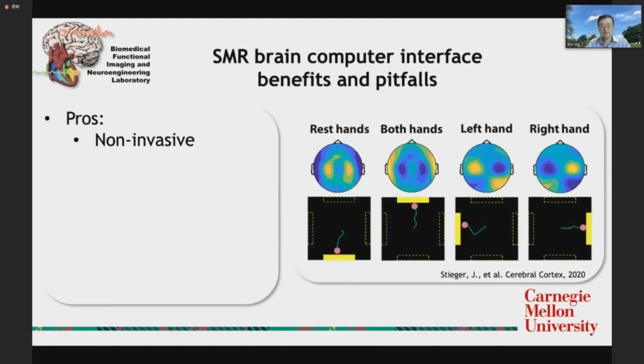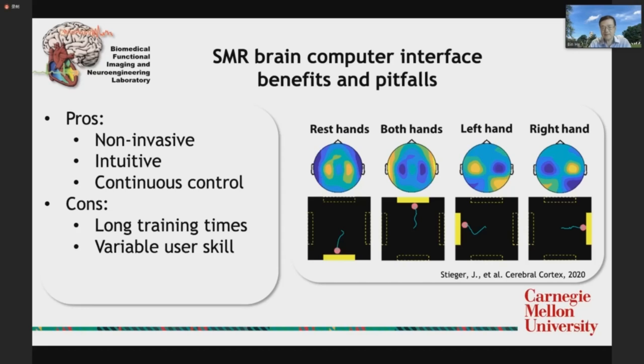So let's look at the benefits and pitfalls of sensorimotor rhythm-based brain-computer interfaces. The pros are clear: we all know it's non-invasive and intuitive, and it can be done for continuous control. But the limitation, as those experienced with sensorimotor rhythm BCI would know, is that it takes quite a long training time.